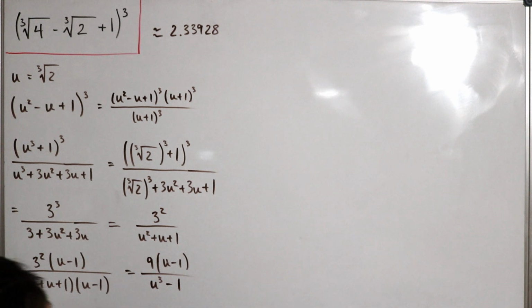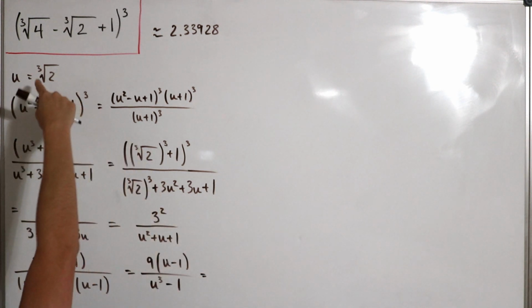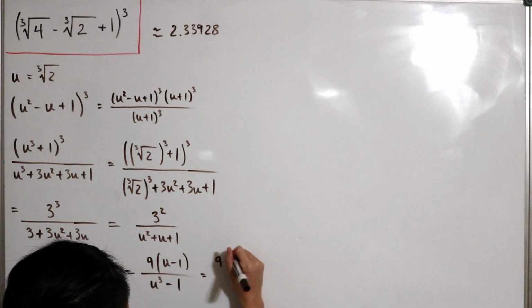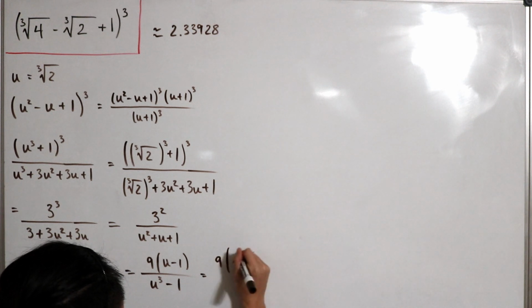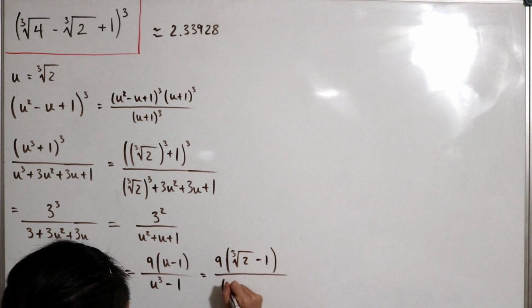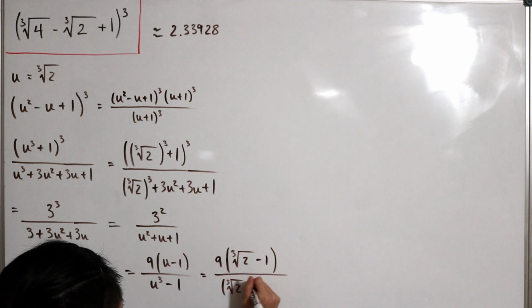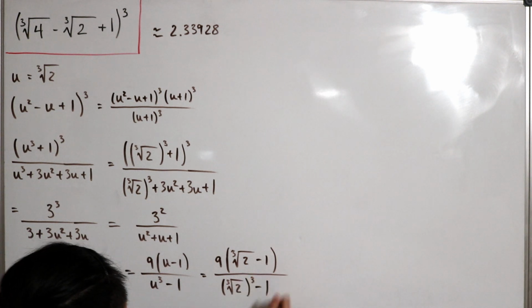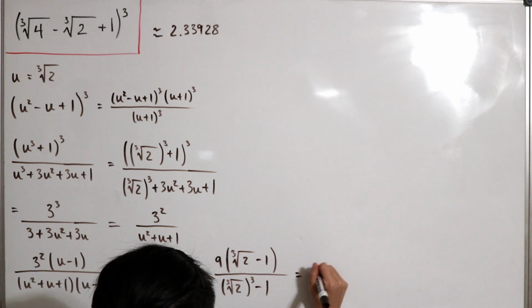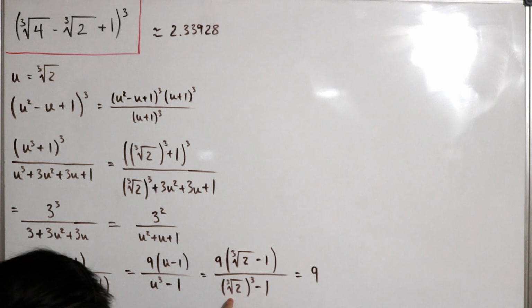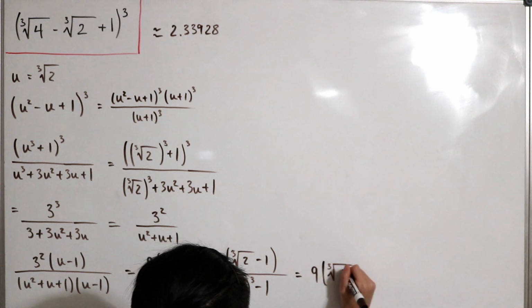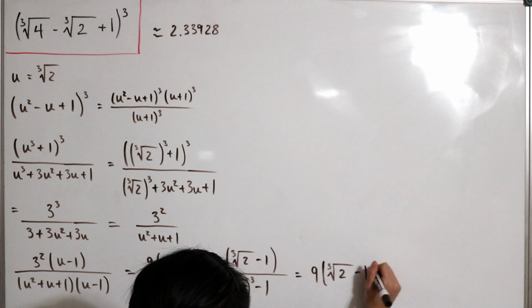The last thing we can do is plug our u substitution back in. This is actually as simple as we can get. So here, 9 multiplied by the cube root of 2, and subtract 1. Then in the denominator we have the cube root of 2, cubed, subtract 1. So that'll cancel each other out, and the denominator is just 2 minus 1, so it's just 1. And so the final answer is just 9 times the cube root of 2, and then subtract 1, like so.